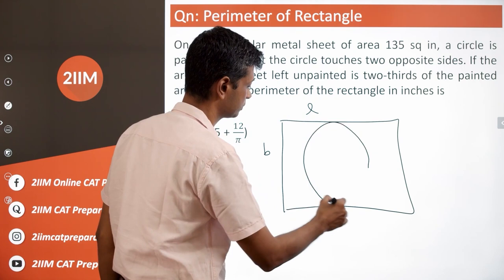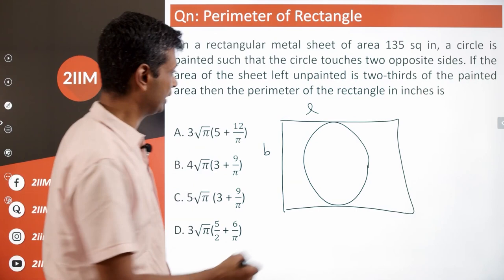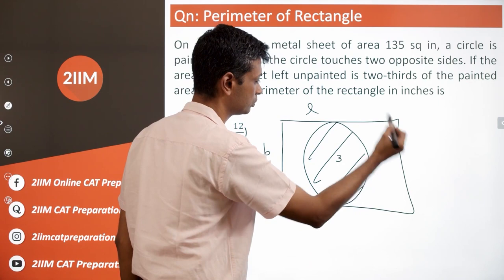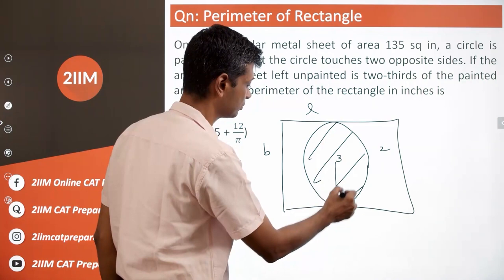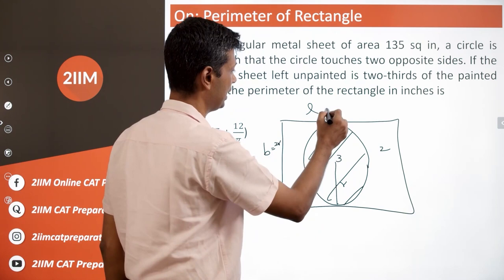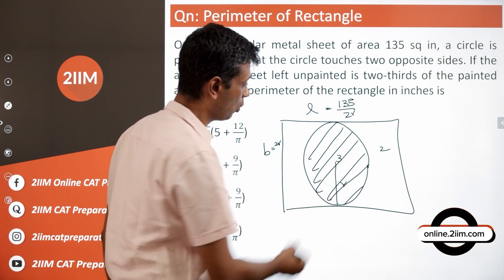If the circle is painted, area of the sheet left unpainted is 2/3 of the painted area. That is, this area is 3, this area is 2. Quite simply, we need to find a link between the radius and the length. So, how do we do that? Let's assume a radius of this circle, R. B is 2R. L is 135 by 2R. Area is 135 square inches. And so, this area is 3. The overall area is 5.